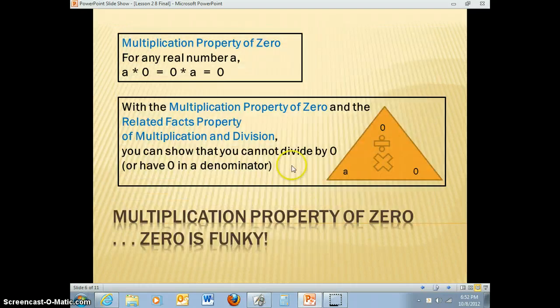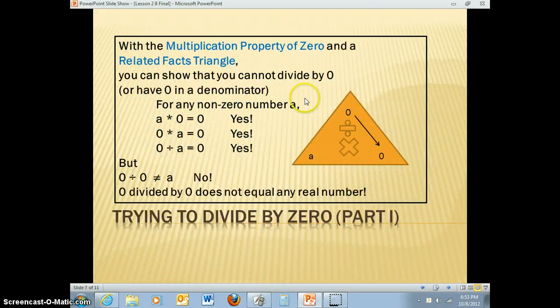Okay, so let's talk about this whole 0 predicament. So I got a number, a, any number. Okay? And I multiply a times 0. Yeah, that's the same thing as multiplying 0 times a. And both times I'll get 0, whether I put the a first or the 0 first. Okay, so given that, and we all agree with that, how does that hook into this related facts property? Well, we're going to see 0 does some funky stuff where you really can't do this because you can't divide by 0. Which also means if you can't divide by 0, you can't have 0 in a denominator because a fraction is a division problem. Okay, let's talk about this in a little more detail.